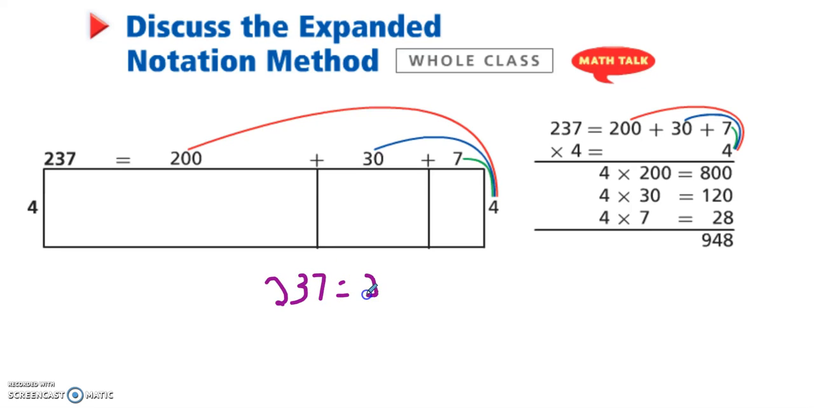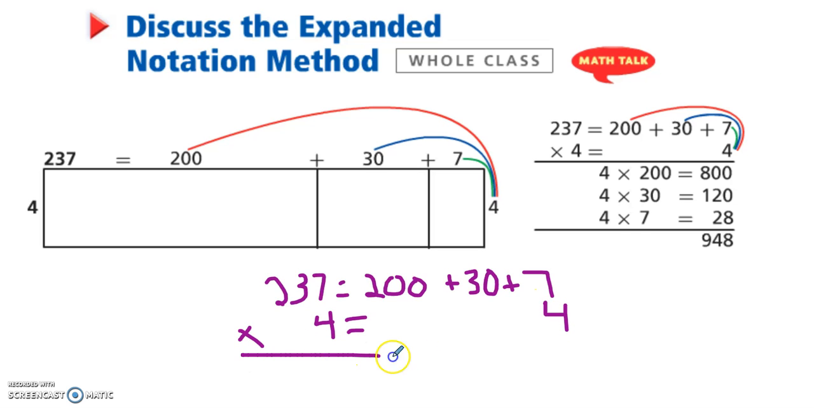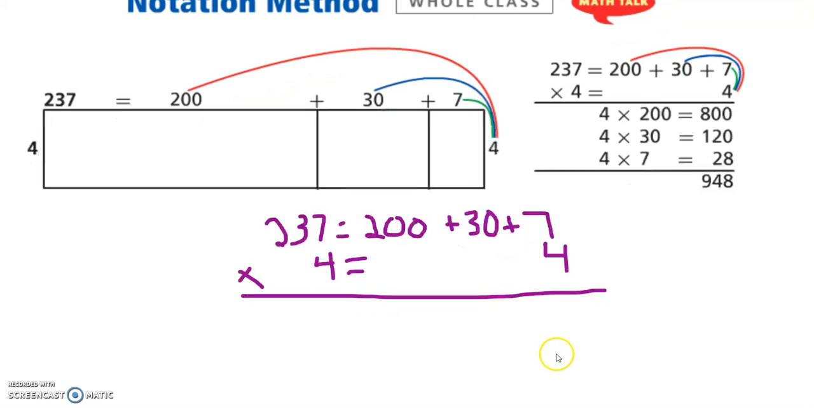is equal to 200 plus 30 plus 7 and times 4 is equal to just 4 because it's just the ones. Draw my big line. And then I'm going to do, here's my first one. The first equation is 200 times 4, which we already said was 800.